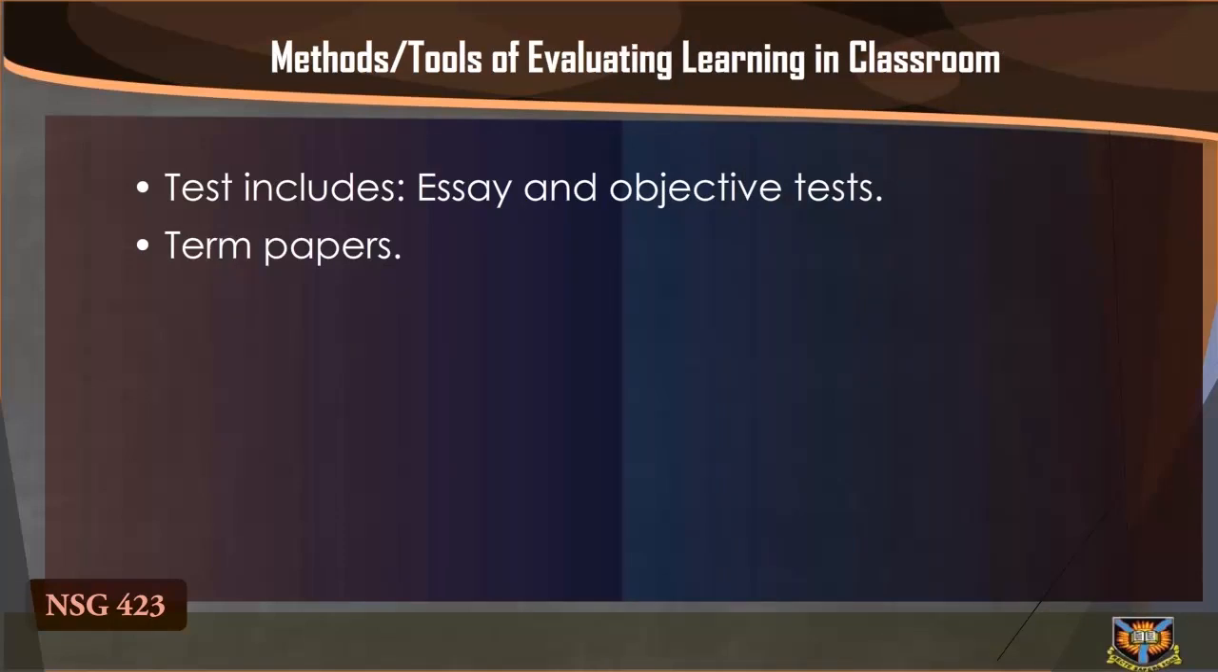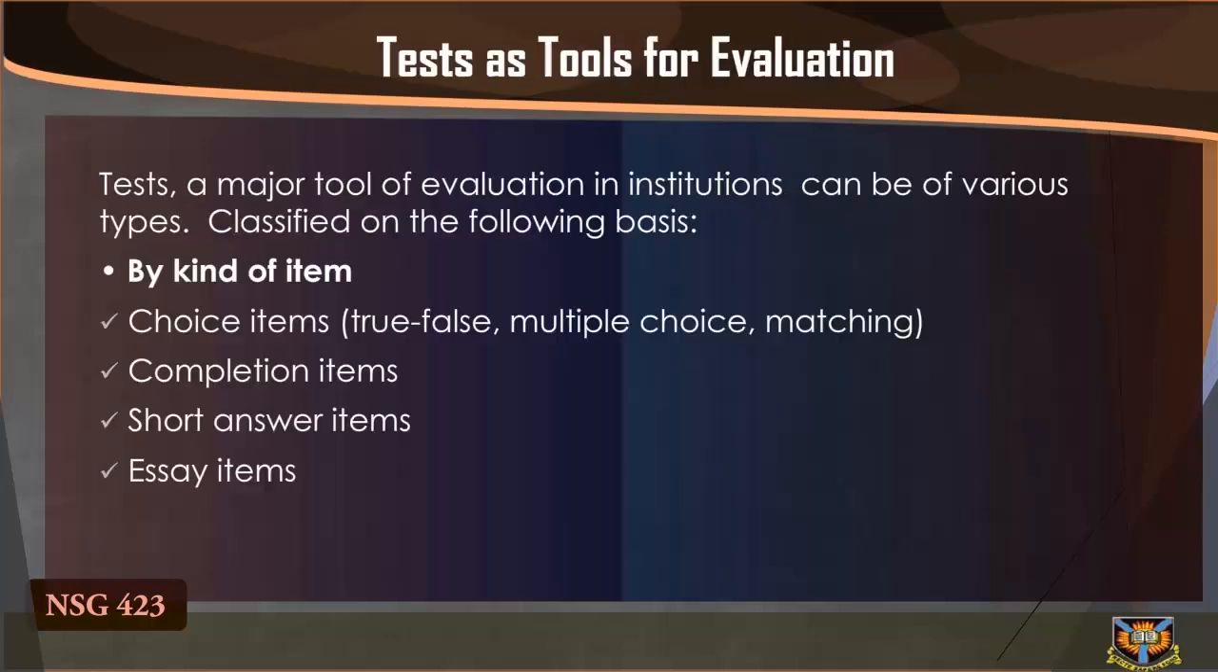Methods or tools of evaluating learning in the classroom. Tests: these include essay and objective tests, term papers. Tests as tools for evaluation. The major tools of evaluation in institutions of learning are tests. Tests can be of various types. They can be classified on the following basis: by kind of item: choice item, true or false, multiple choice, matching, completion items, short answer items, essay items.